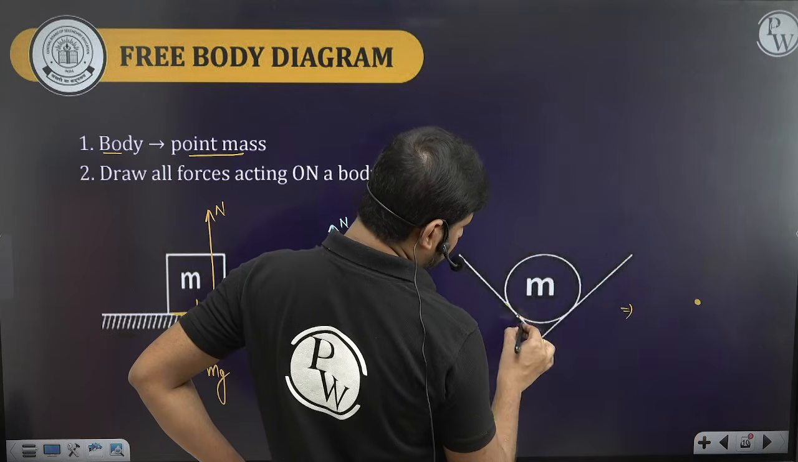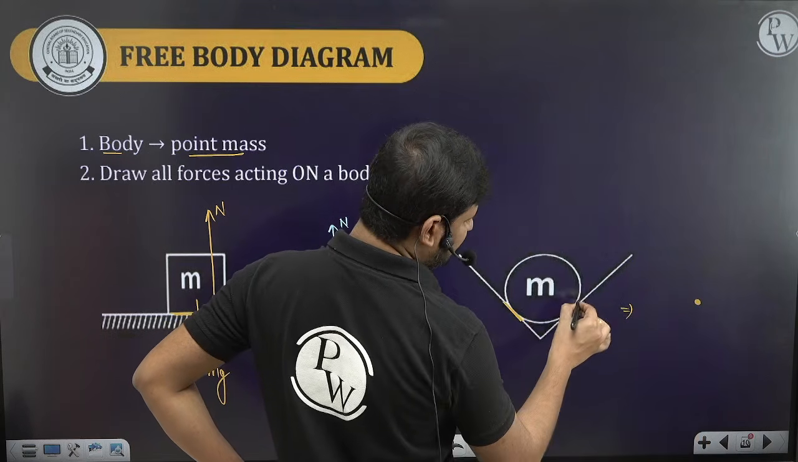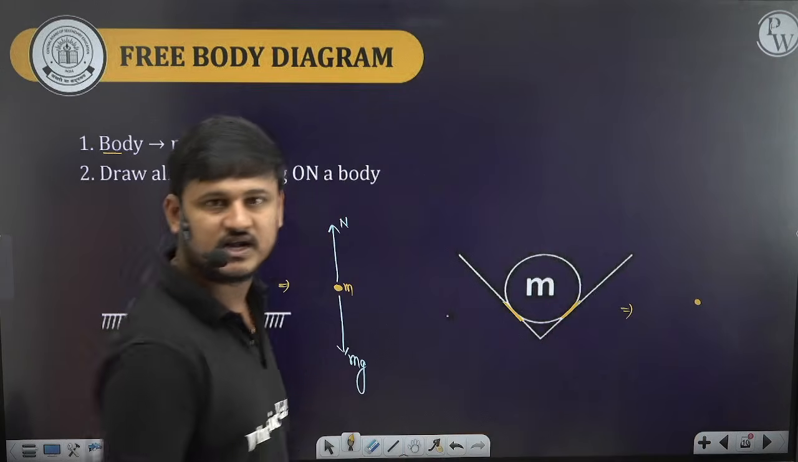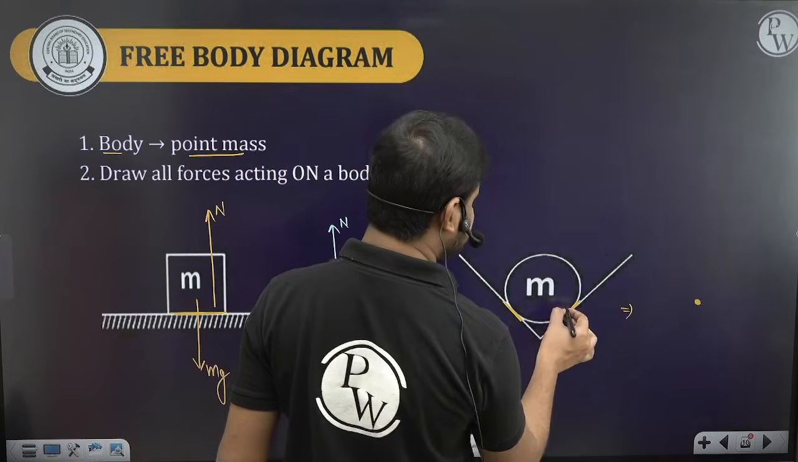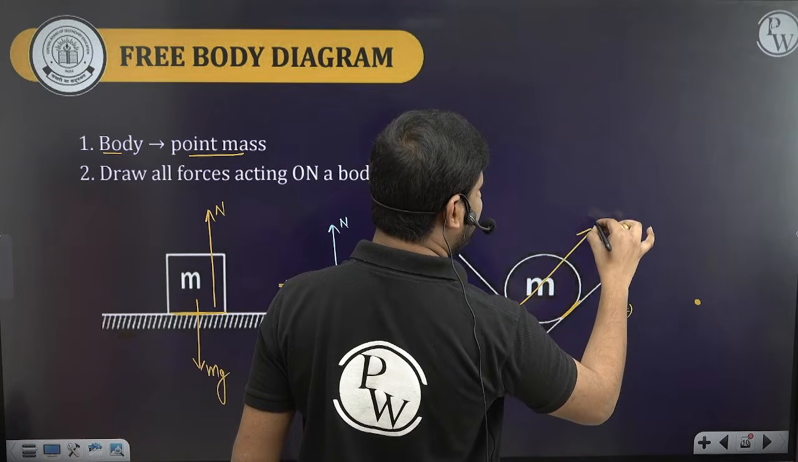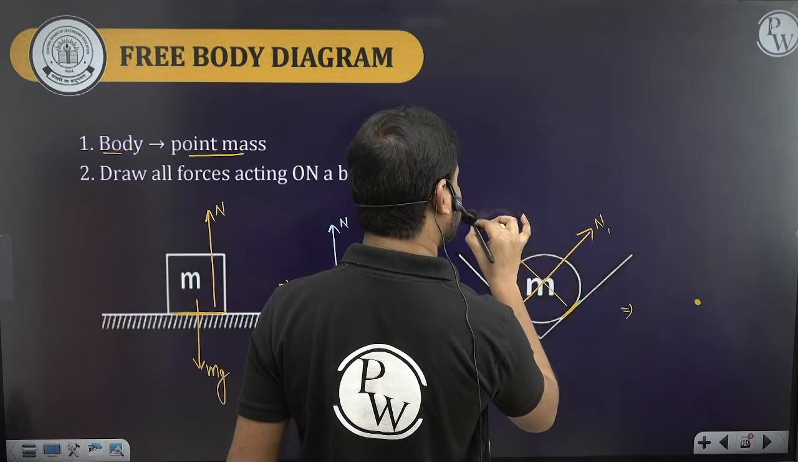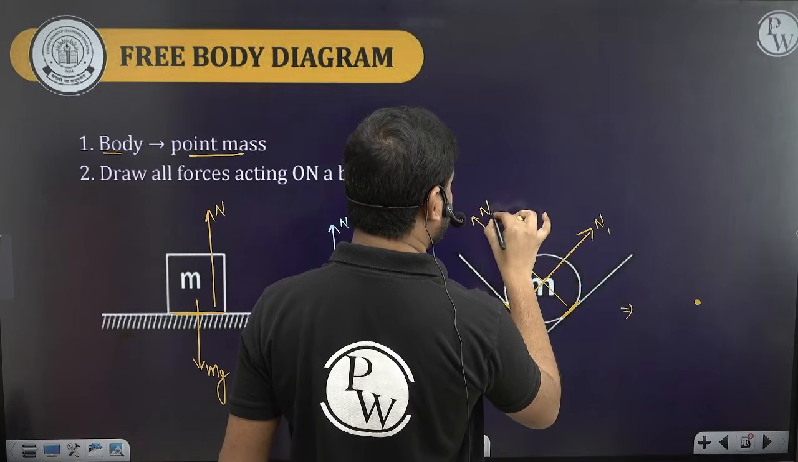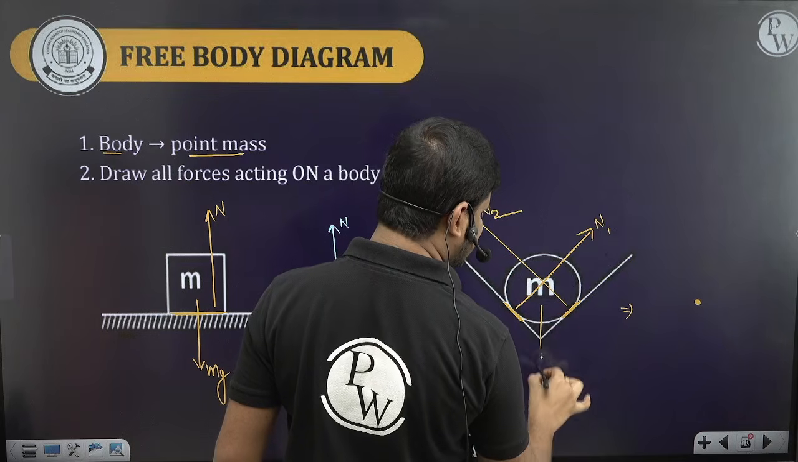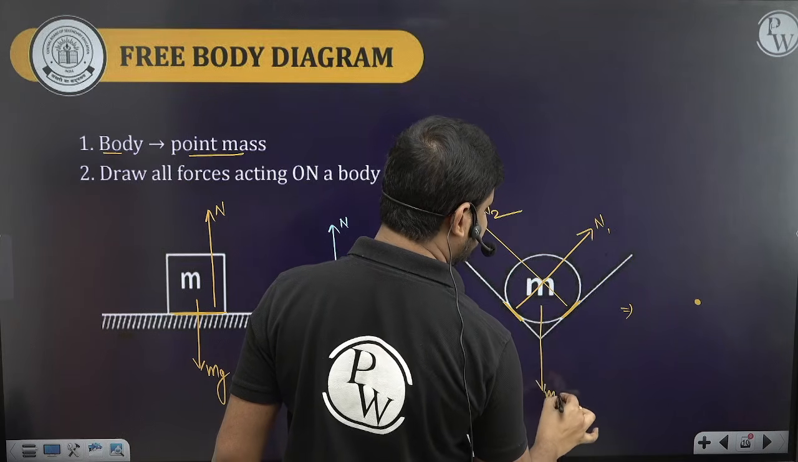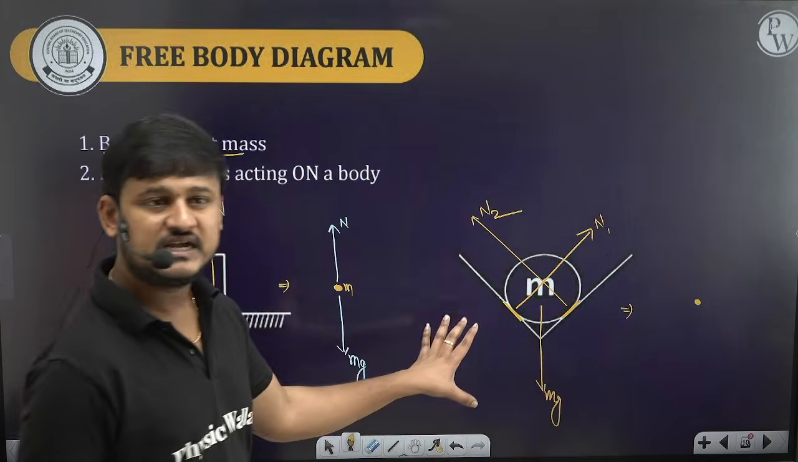Here there are 2 points of contact. This is one point of contact and this is the other point of contact. So this is going to be the normal n1, and this is going to be the normal n2. And one more force that acts on this body is mg, its weight. Now we represent it on the point mass.